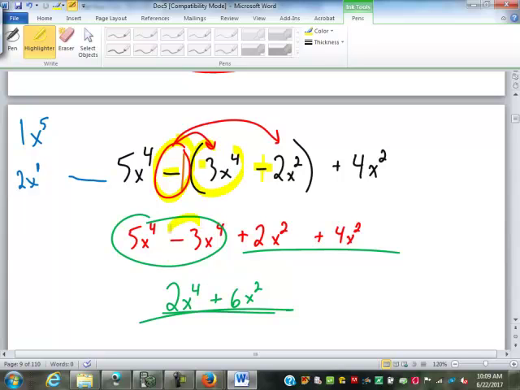Positive 3x to the 4th became negative 3x to the 4th. Negative 2x squared became positive 2x squared. But the reason you can just change those signs is because you're multiplying by negative 1.